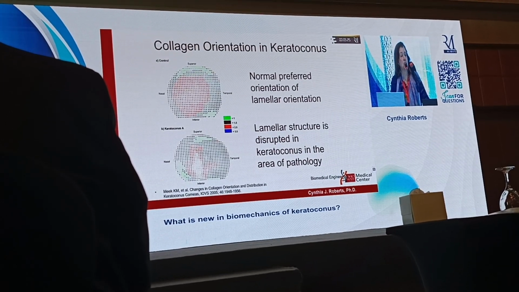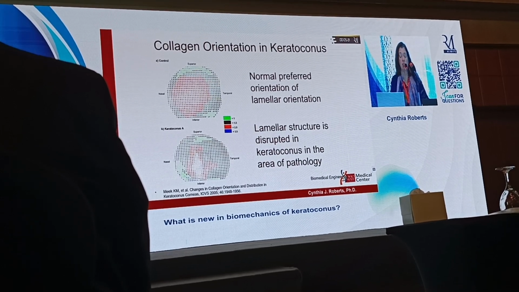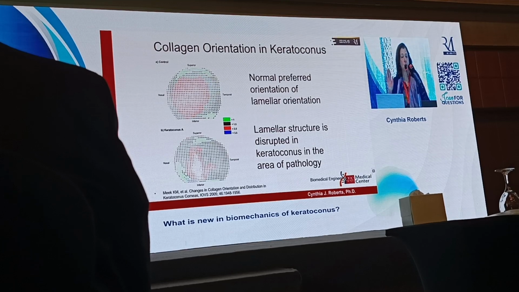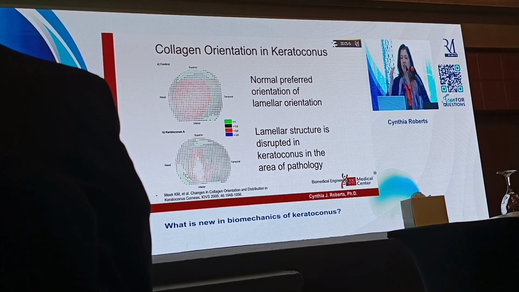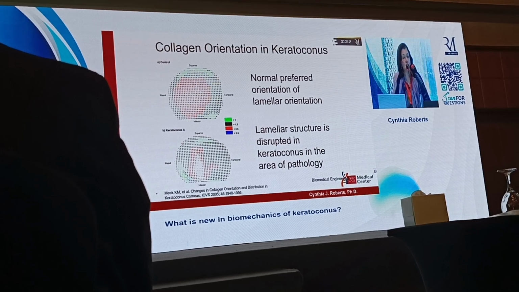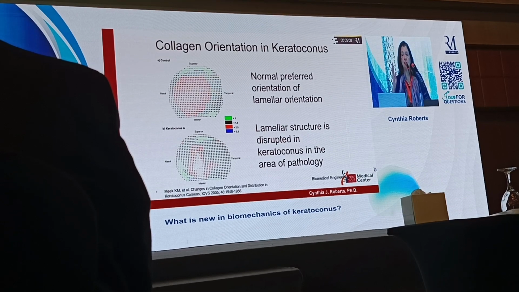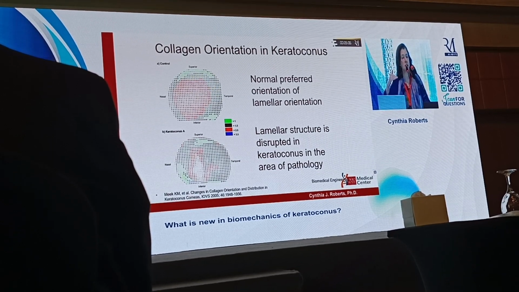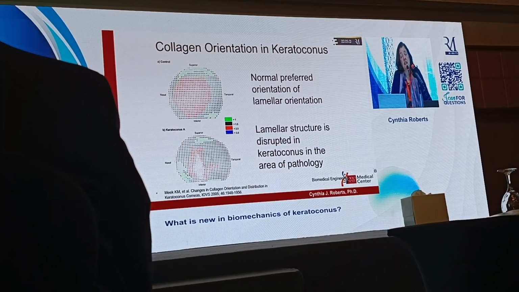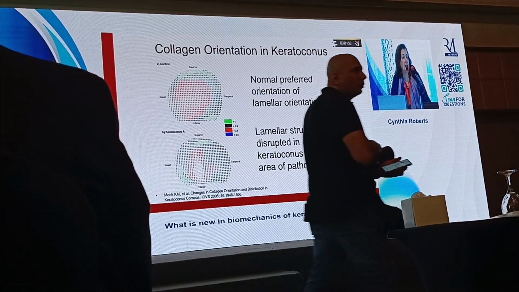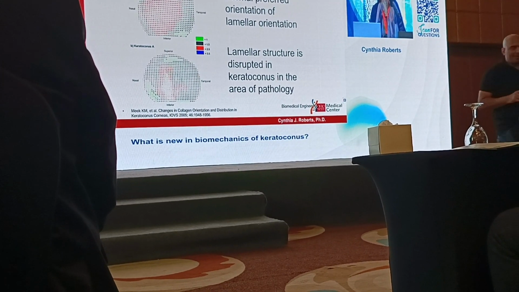Now, evidence of this focal change is provided by Keith Meek, where he looked at lamellar organization. So he looked all the way through a cornea to look at the preferential orientation of the lamellae, which each have a different orientation. And in a normal cornea at the top, the preferential orientation is vertical and horizontal. But in a keratoconic cornea, in the area of pathology, this is disrupted and is absent. And this is the area that's weakened, this focal area.